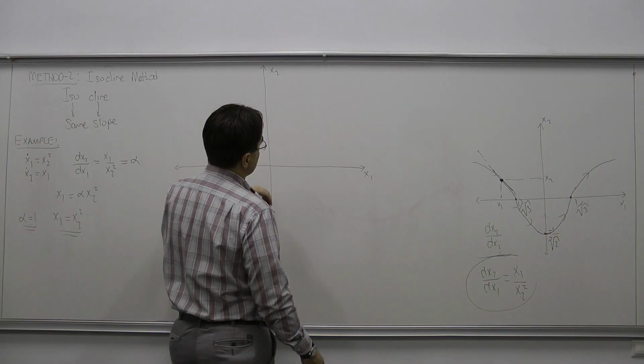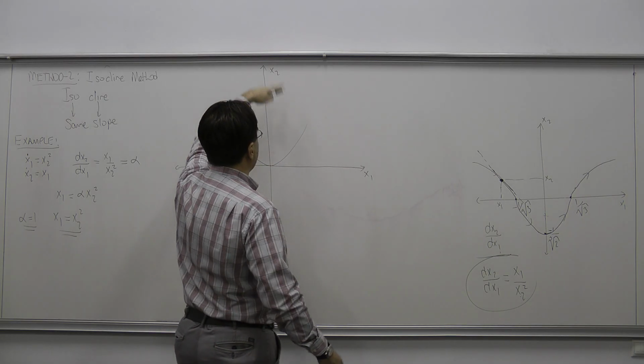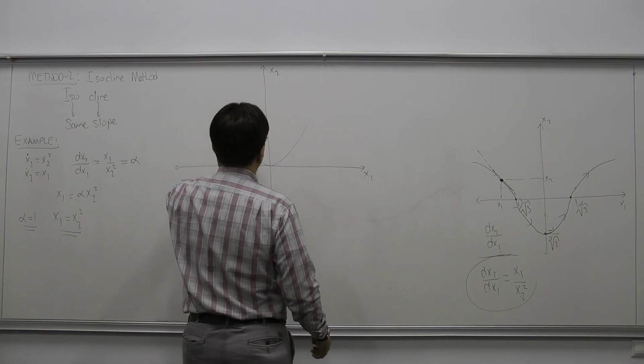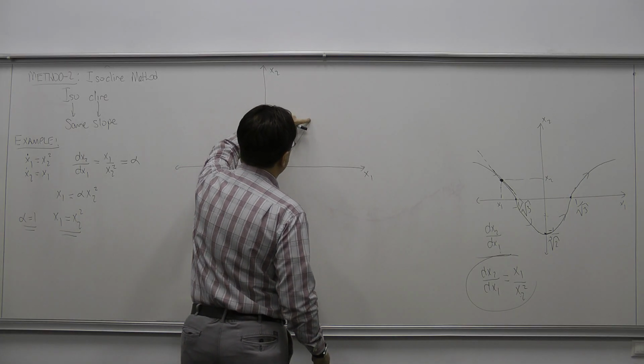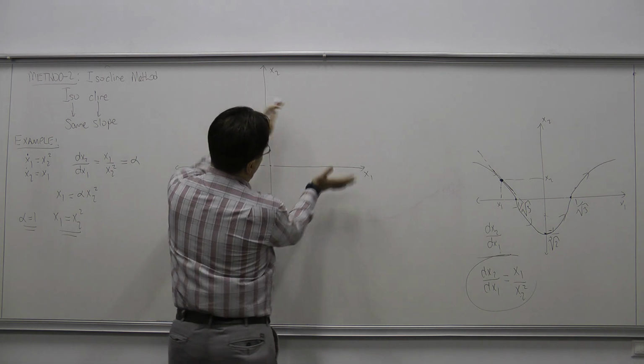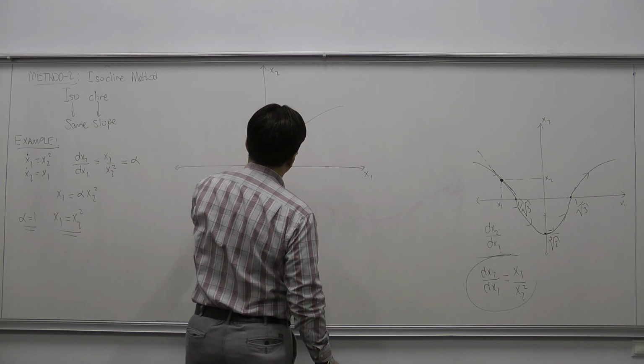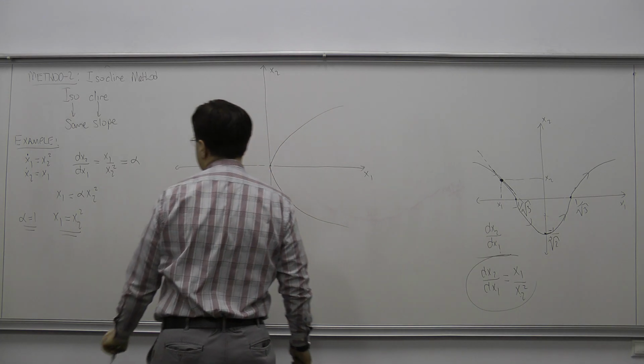x1 equals x2 squared. So this is what x2 equals x1 squared would look like. Here I need to draw x1 equals x2 squared. So it is going to be a turned parabola. All right? So I would have a parabola given like this.